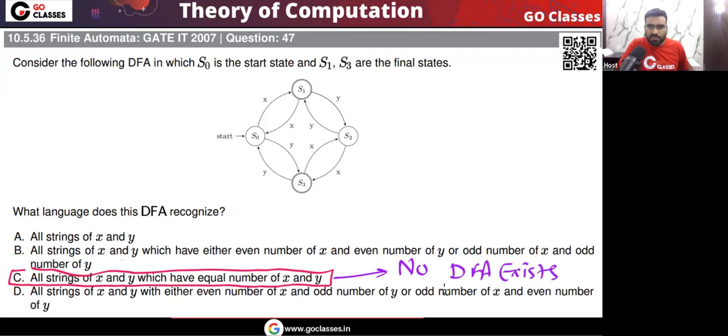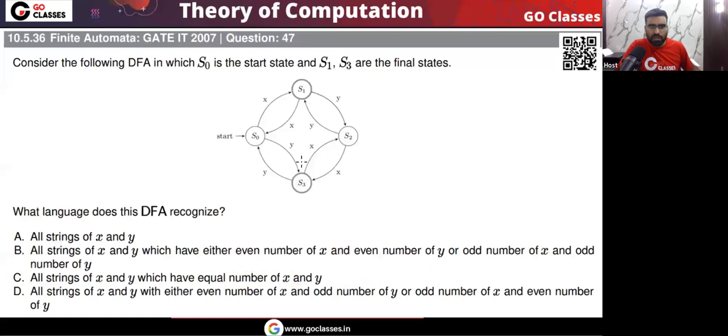But don't worry, this is not the answer. Option C is not the answer. Actually, for option C, you can never create a DFA. Option C is not regular, meaning no DFA exists for option C. But let's focus on option D now. If you do the analysis of this, then you will find that option D is correct.